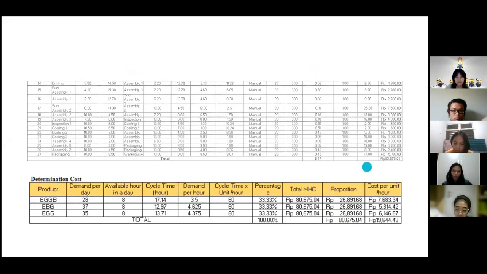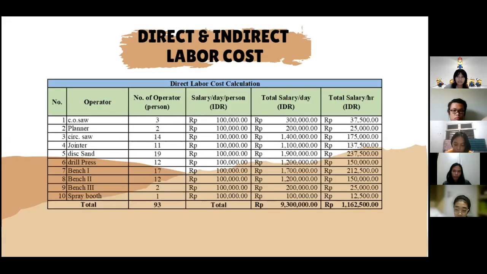So this is about direct and indirect labor cost. For the direct labor cost calculation, the number of operators we get from the Project 2 worksheet, and for the salary per day per person we assume. The total salary per day we get is 9,300,000 rupiah, and the total salary per hour is 1,162,500 rupiah.